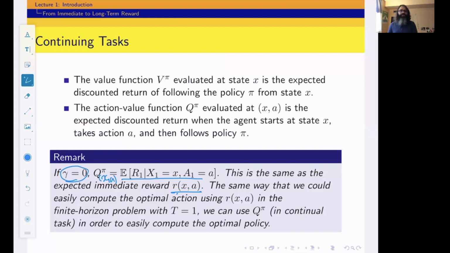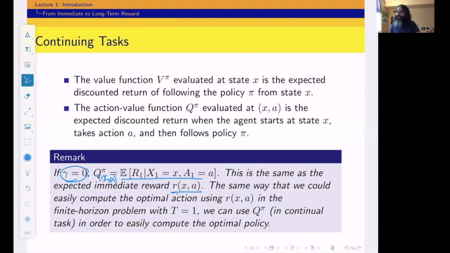Also, gamma equal to 0 is the case where the agent is very myopic. It is only looking at the first time step and ignores whatever happens afterwards, right? So this is somehow like the case of time horizon being t equal to 1, even though the problem is defined a bit differently.